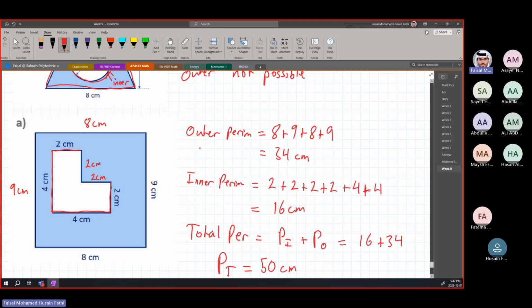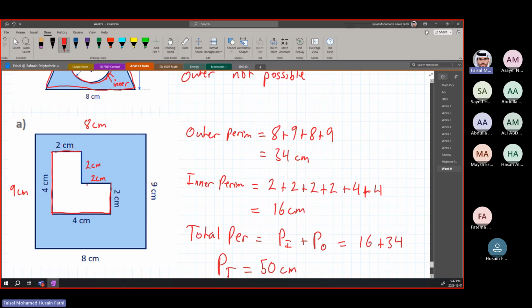This is perimeter. In perimeter we don't subtract. Perimeter, we're just adding everything. Because the perimeter is basically all the sides that are outside, meaning the ones that have an edge.